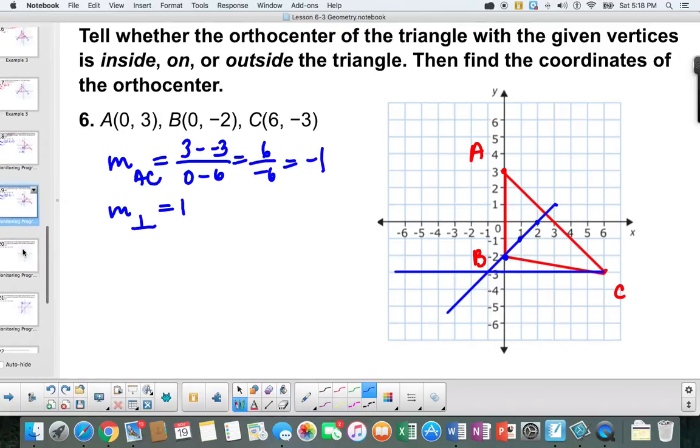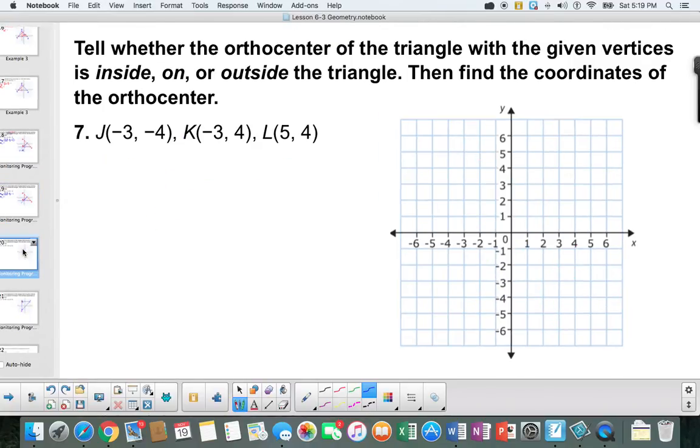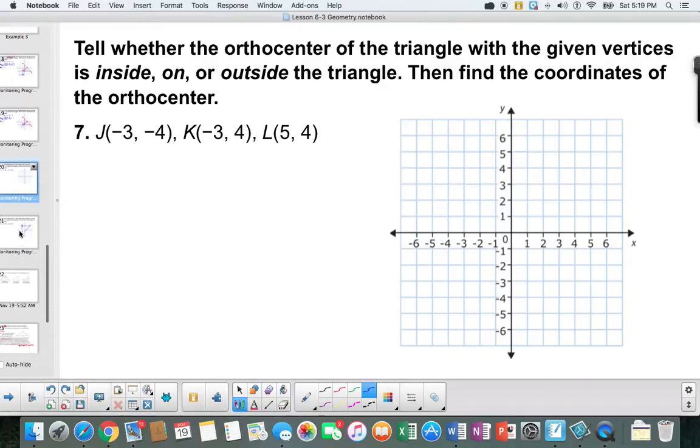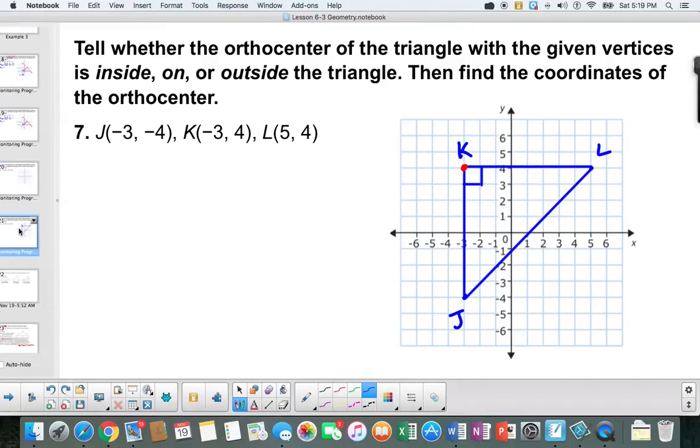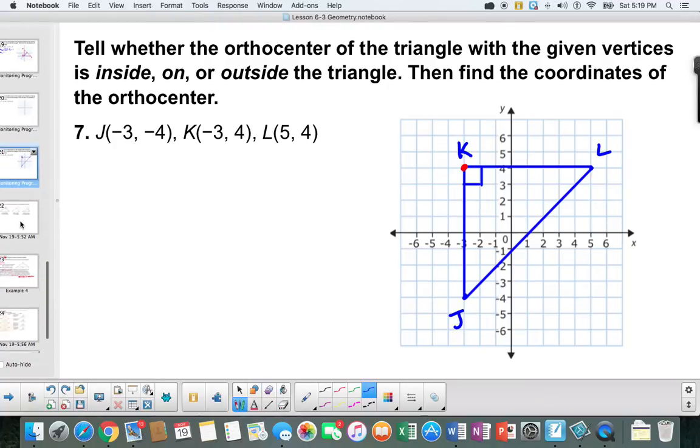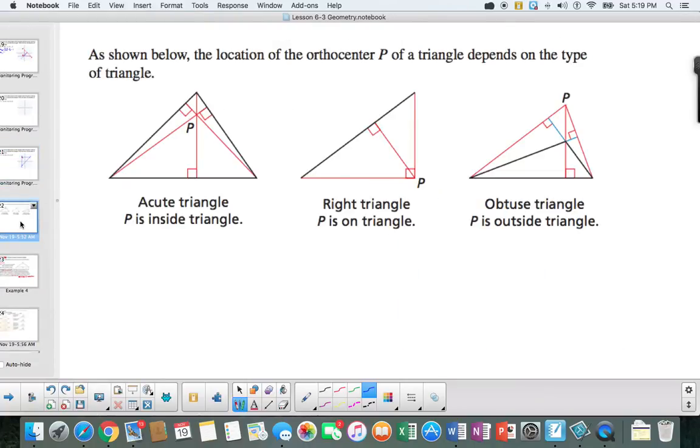And here I've drawn it again. Okay, your turn. You draw it and you figure out whether it's inside, on, or outside the triangle. And here's the answer. I didn't have to do much drawing because it occurred right here on the triangle. This is an altitude and this is an altitude. Actually, in a right triangle, the sides are altitudes. So in summary, the orthocenter can occur inside the triangle, it can occur on the triangle, and it can occur outside the triangle.